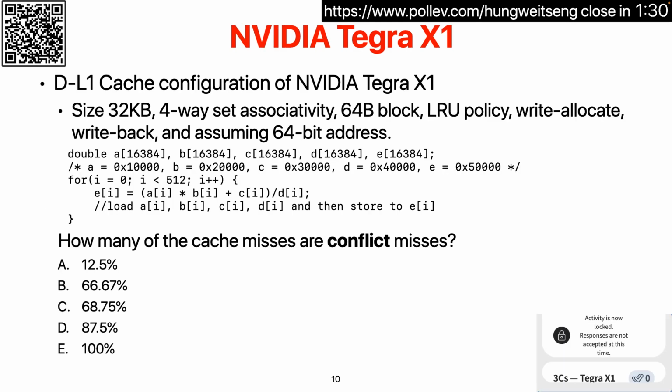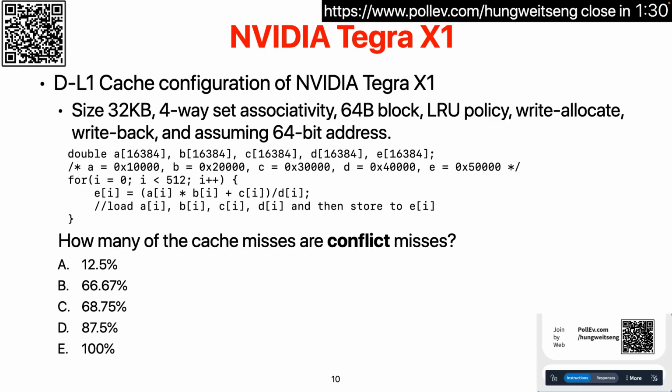Okay, not sure if that helps, but it's better to practice it. So now, given our old friend, can you tell me how many of the cache misses within this piece of code are conflict misses?